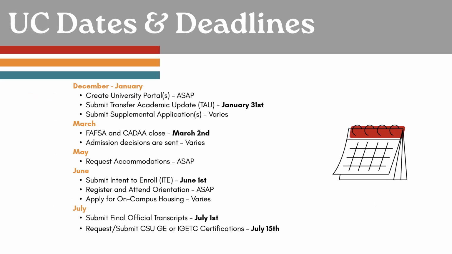So now we are moving on to the UC process. Please note while these are the standard deadlines for the UC system, each campus may have its own specific processes and deadlines for certain tasks. To ensure accuracy, we highly recommend visiting the website of each UC campus to which you applied and confirm the exact deadlines for each requirement, specifically those marked as ASAP.